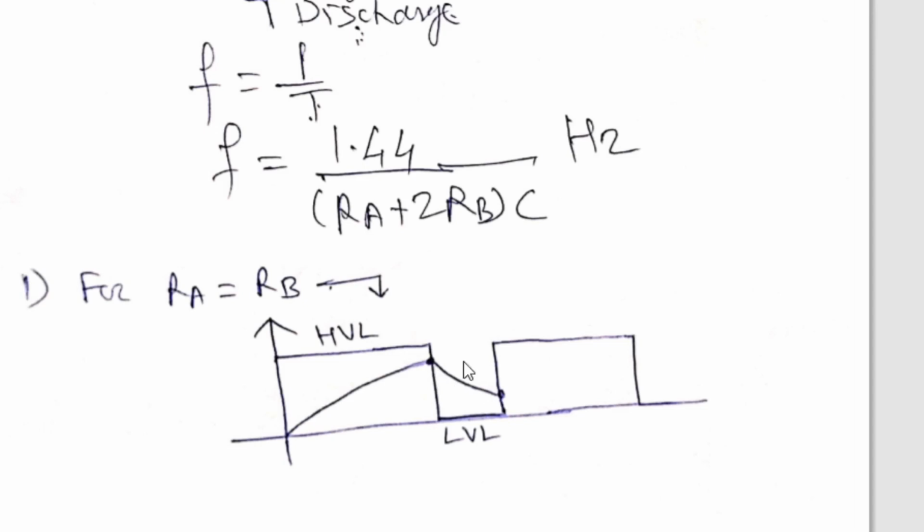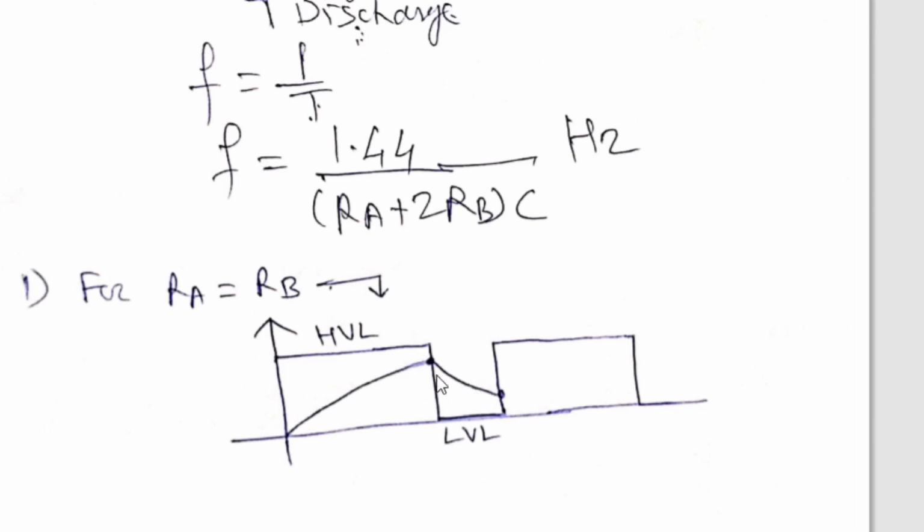Why? Because during discharge only RB takes part. Therefore only 1 kilo ohm of resistance will come into the picture during discharge, because we have considered RA as 1 kilo ohm and RB as 1 kilo ohm. So the total resistance for charging will be 2 kilo ohm. So the charging time is double and the discharging time is half. Therefore, when RA is equal to RB, this type of waveform will come.